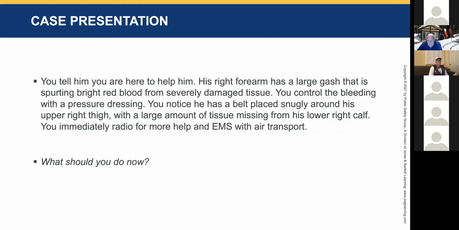Well, we talked about controlling the bleeding in the arm with a pressure dressing, but you notice he's got a belt placed snugly around his upper right thigh. There's a large amount of tissue missing from the lower right calf. So you radio for transport. What else do you think we ought to do? A real tourniquet. Okay. Abigail, you got any thoughts?